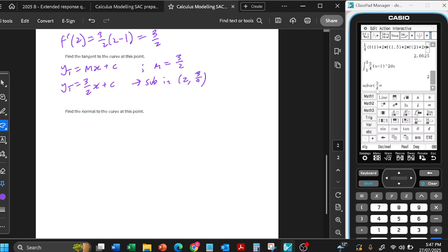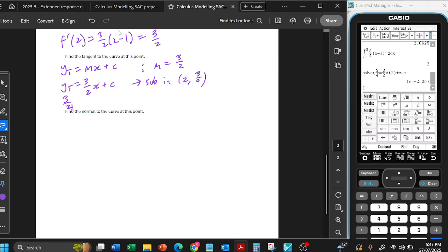So 3/4 is equal to 3/2 times x. So the x value is equal to 2 plus c, and we're solving for c, subbing that in there. So we're subbing in our one point. We already know what the gradient is, so we're just trying to find c. So we're replacing y with 3/4, x with 2 here, and we solve for c. And I've just done that on the CAS calculator.